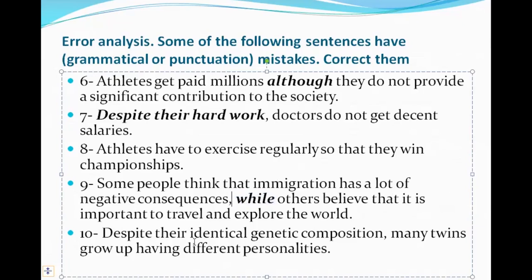Finally, "Despite their identical genetic composition, many twins grow up having different personalities." Look at this sentence one more time. There are no mistakes in this sentence. It's a grammatically correct sentence. You have "despite," and then you have a clause that doesn't have a verb. There is no verb here, so we don't need to make any changes. And in the second part, you have a complete clause: many twins grow up having different personalities. So there are no mistakes. This is actually a trick question.